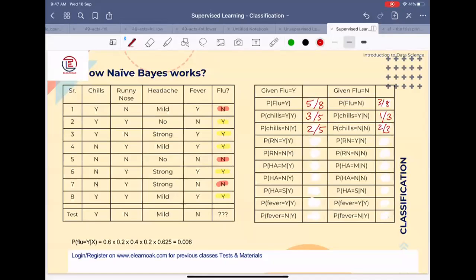Let me just randomly pick again one of them. So let me say this example. For this example, I am asking, what is the probability that headache is mild? Headache is mild and chills as yes. Let me color this out. Headache is mild and chills as yes. Can you evaluate what is the number here?